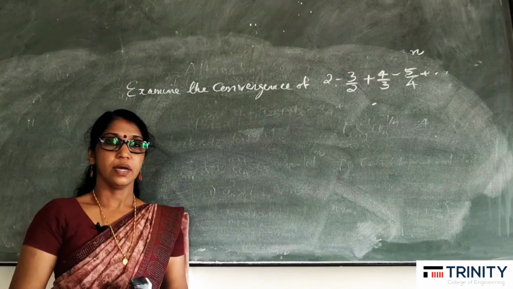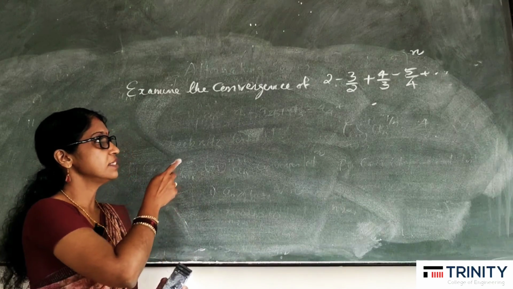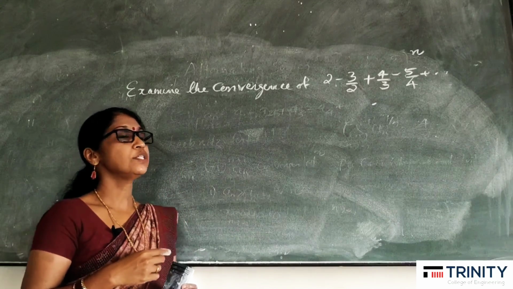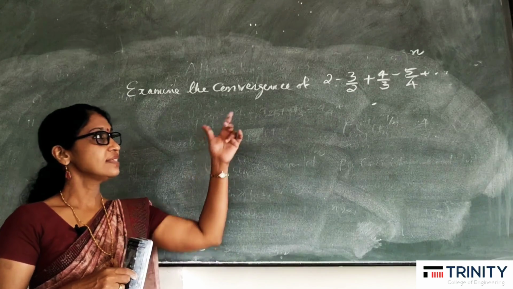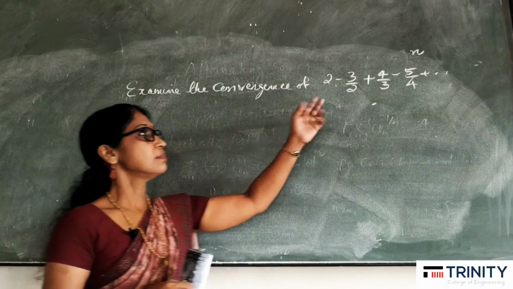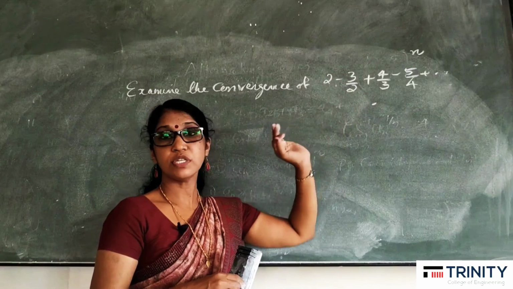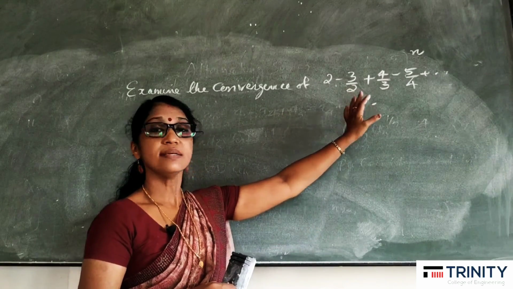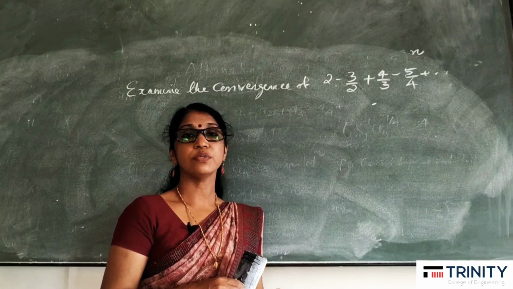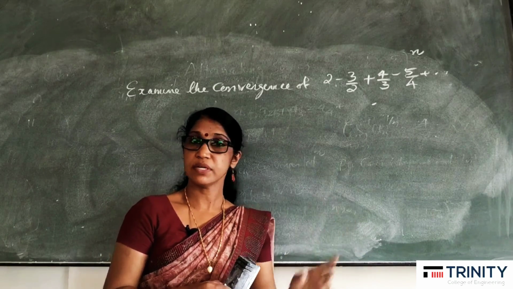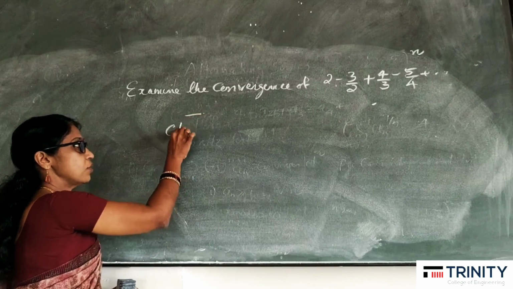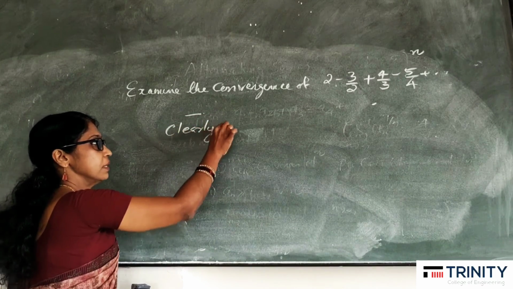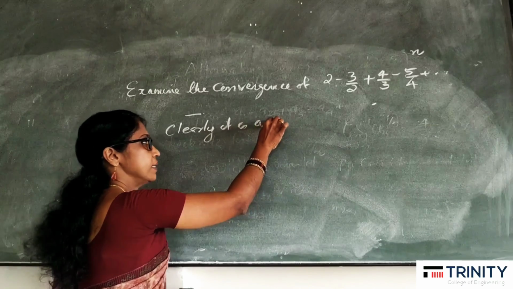Now the first question: examine the convergence of the series 2 minus 3/2 plus 4/3 minus 5/4 plus etc. Clearly this is an alternating series because the terms are alternately positive and negative. So we are using the Leibniz test for the convergence or divergence.